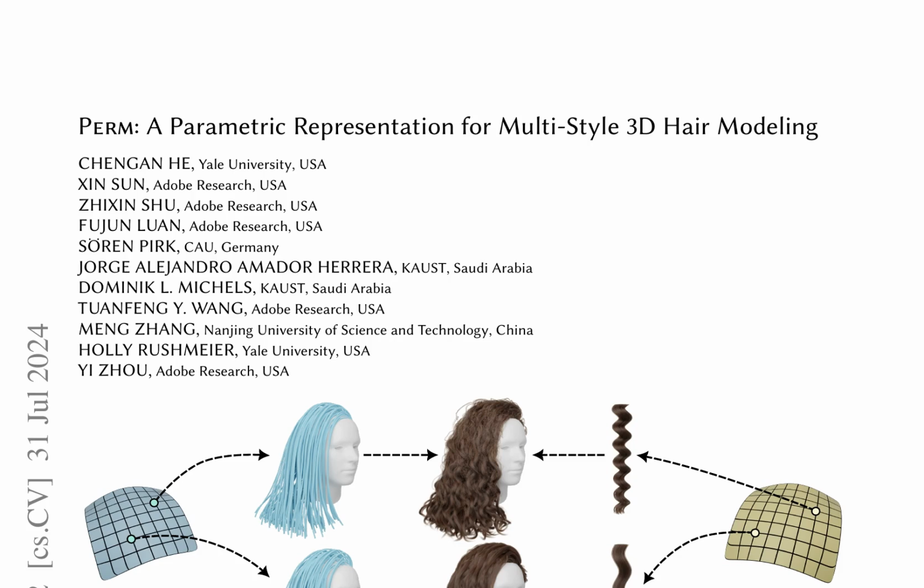The Perm model is a parametric representation for 3D human hair, aimed at enhancing various hair-related applications. Unlike previous models, Perm disentangles the global hair shape and local strand details using a PCA-based strand representation in the frequency domain. This allows for more precise editing and output control.